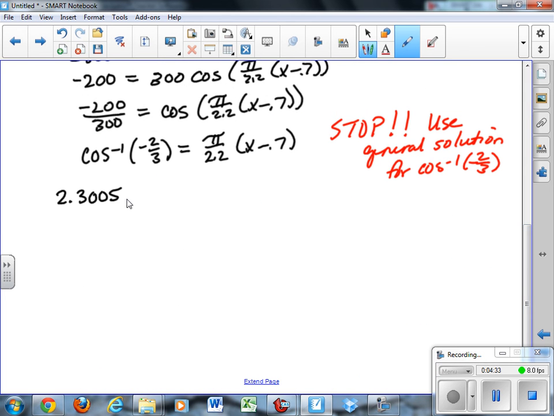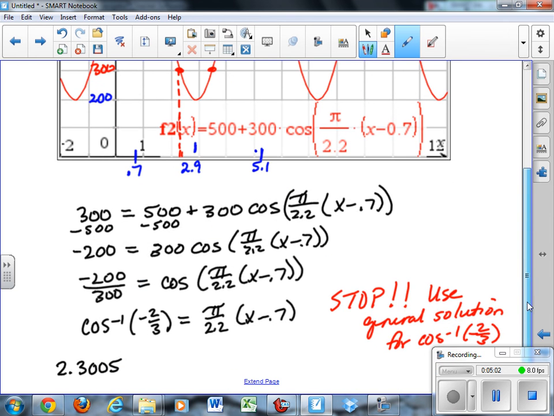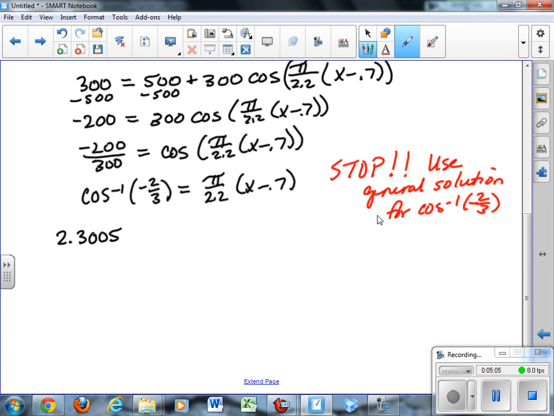So this is where we think about the fact that when we're just dealing with this part, the secondary angle for inverse cosine is always going to be the opposite of the first. Remember we looked at that graph in the previous video? We saw opposite angles had the same trig value for cosine. So negative 2.3005 would have the same cosine value as 2.3005.